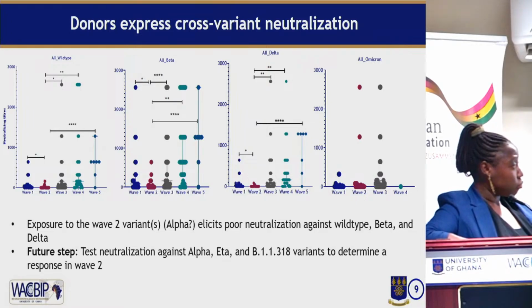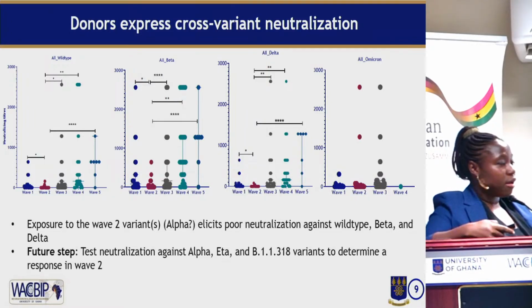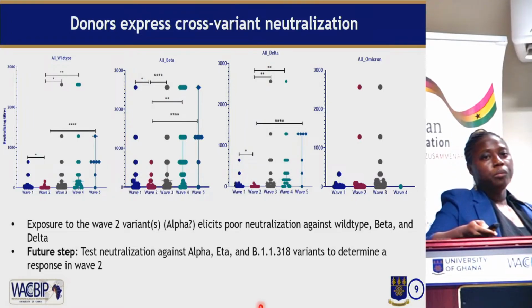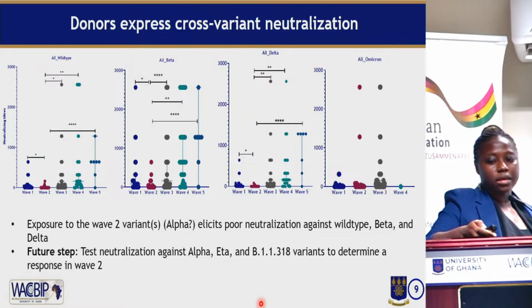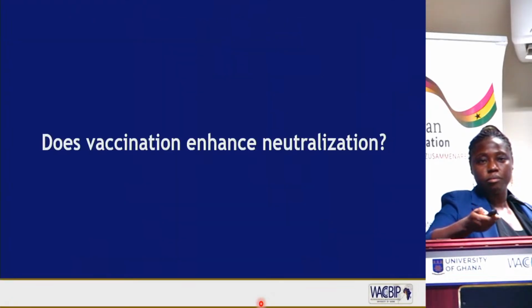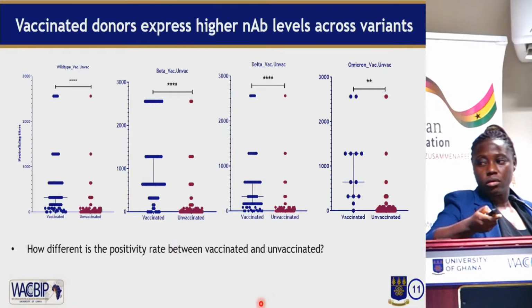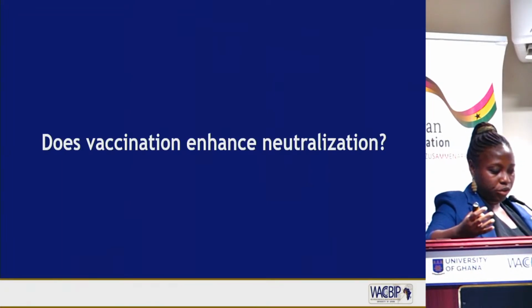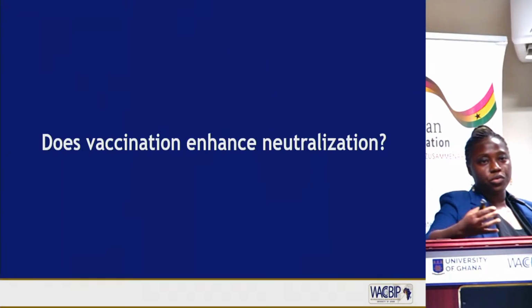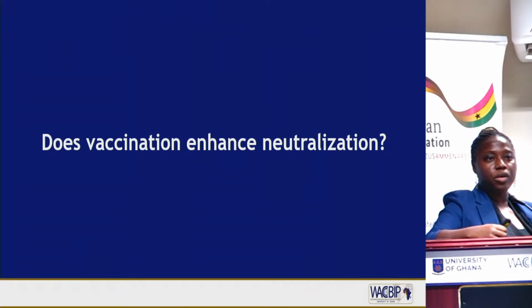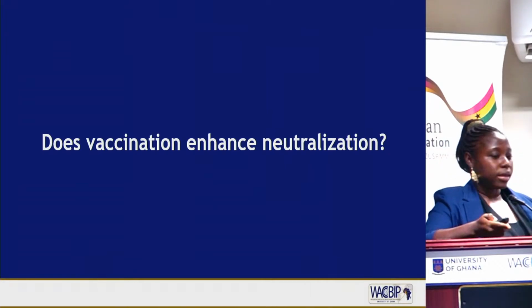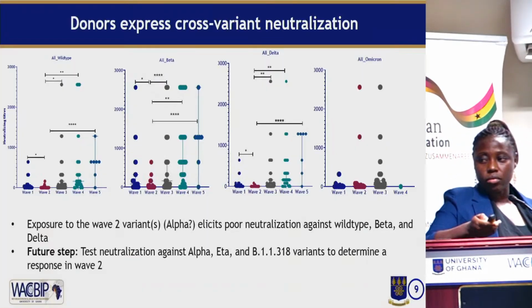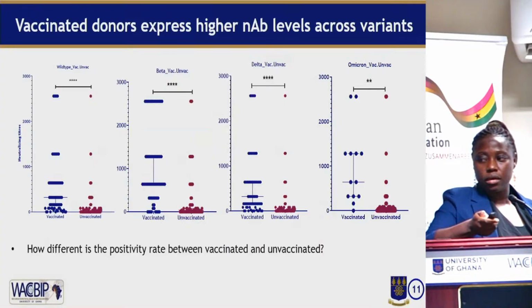Okay. So knowing that we have patients who are able to produce neutralizing antibodies against different variants of SARS-CoV-2, the question was whether vaccination will play a role. Before, I showed you samples from all the waves put together, which were a mixture of people who were vaccinated and unvaccinated. So I decided to separate them and see what that would look like.